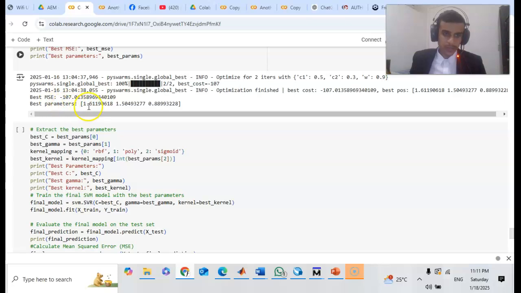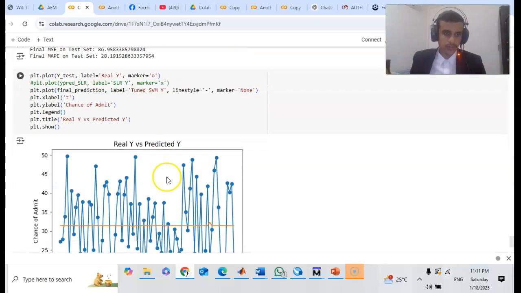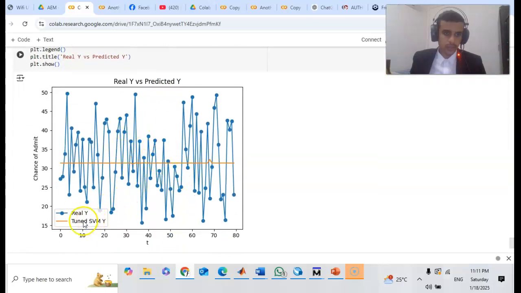For the best parameters, we got 1.611 and 906, and for the best C of 1.6, we got 1.611 and 926. This is the graph for the tuning CV Y and for real Y. That's all, and thank you.